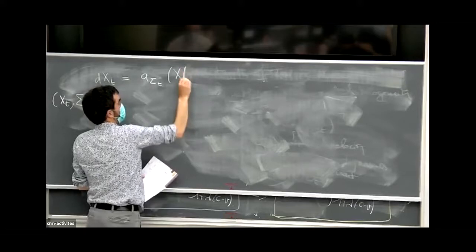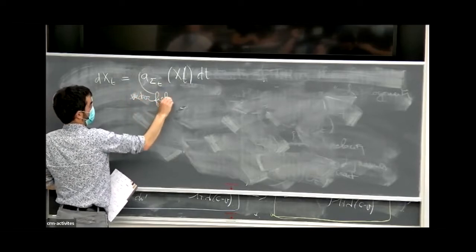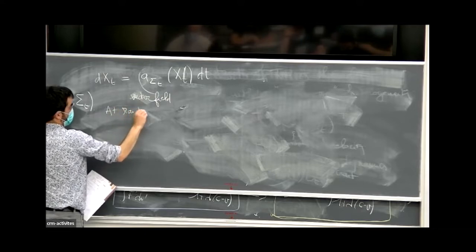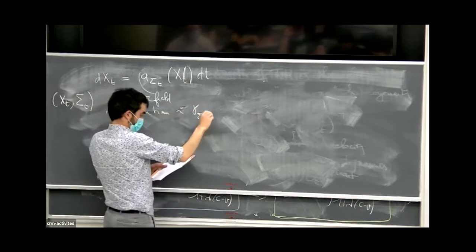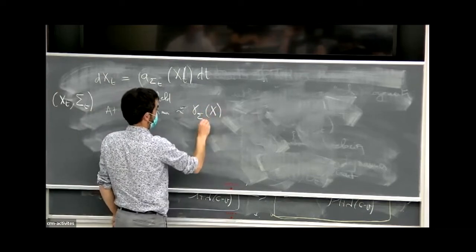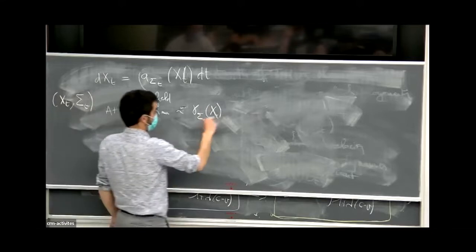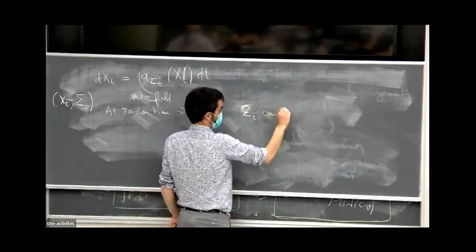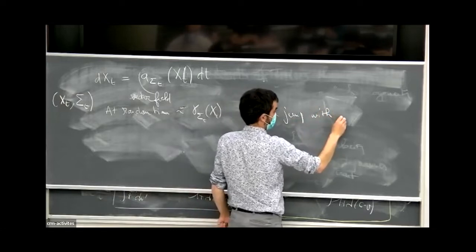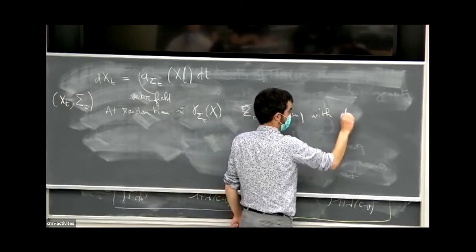And so x is moving with some speed, some vector field, which is indexed by sigma, and at random times, which follow some rate gamma of sigma, depending possibly on x, you can have a jump. Sigma of t can jump with transition probability.